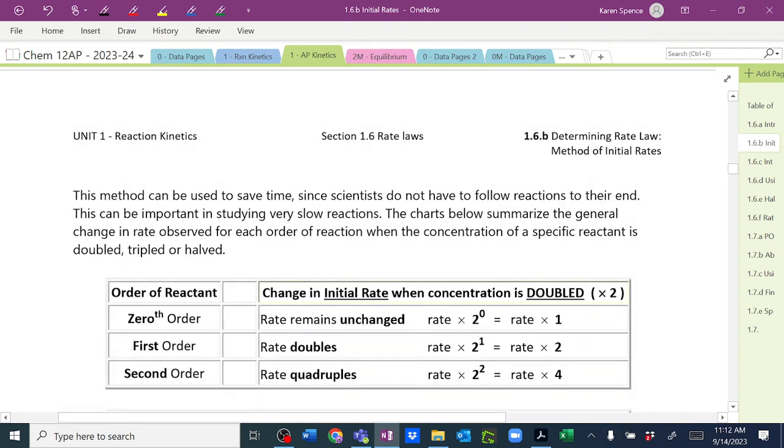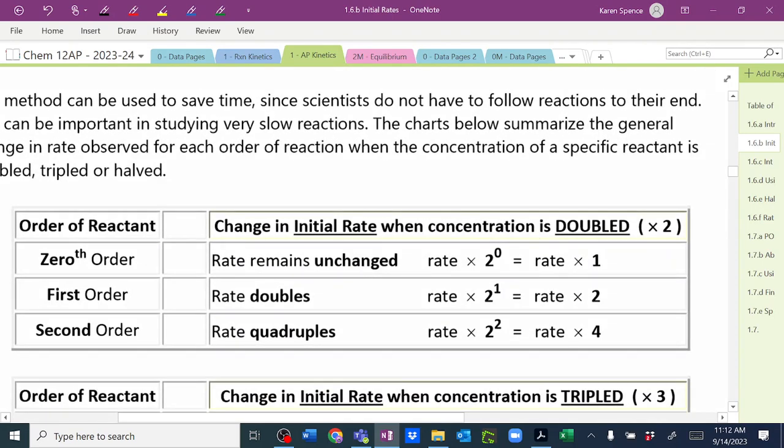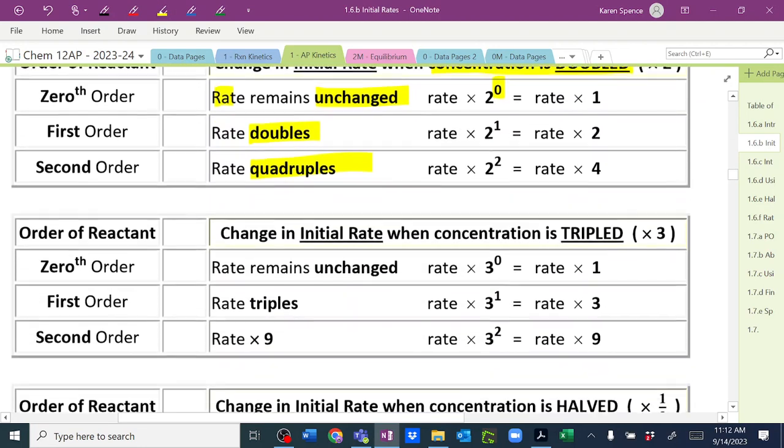So here's just a little chart to summarize it. When the concentration is doubled and the rate remains unchanged, you have a 0th order reaction. When you double the concentration and the rate doubles, you have 1st order. When you double the concentration and the rate quadruples, you have 2nd order. Okay? Let's take a look at something else.